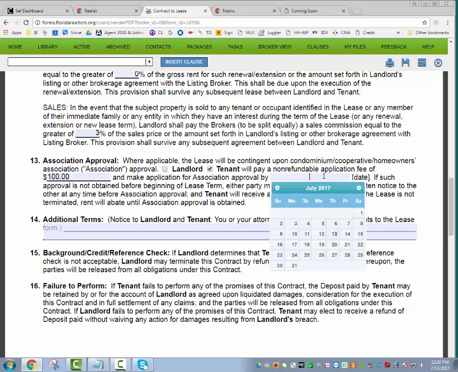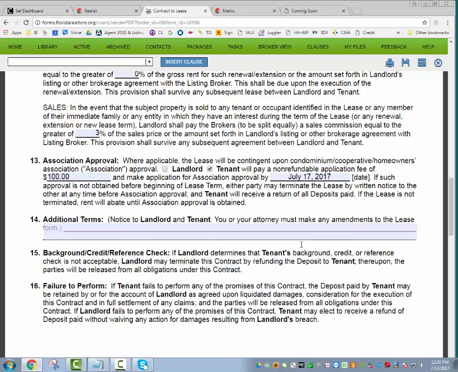Then they have to make application for association approval by, I always try to give 3 days for them to do the application, because it does take some time. So if we wrote it today, we're hoping to get the lease back signed tomorrow, I would say by Monday they should have the association approval of the application ready to go.